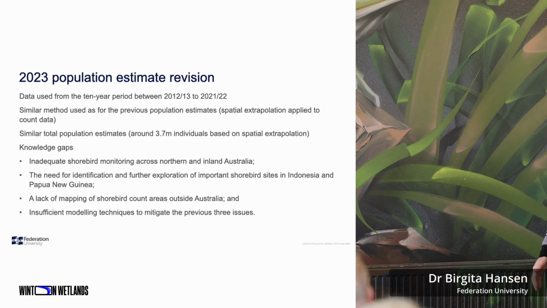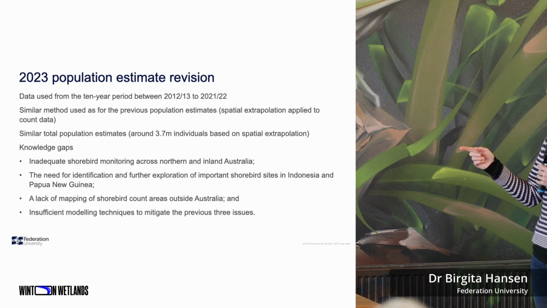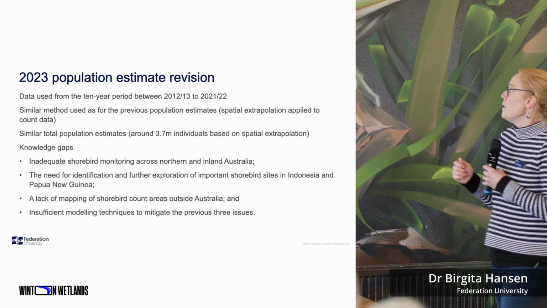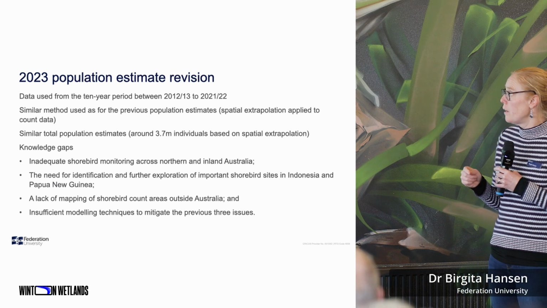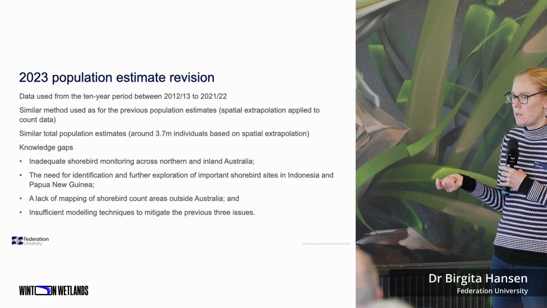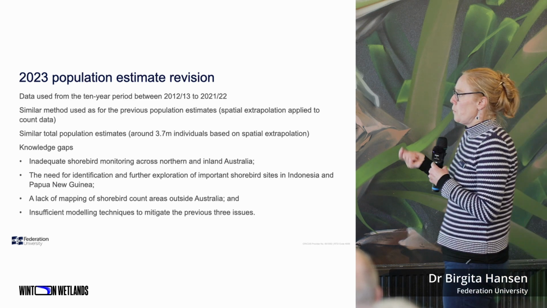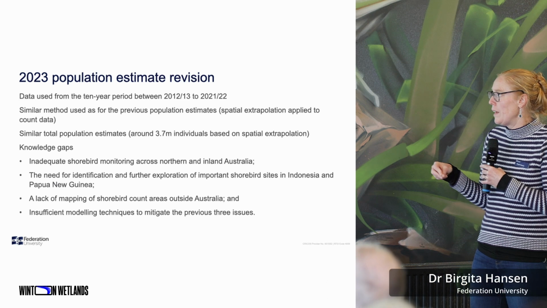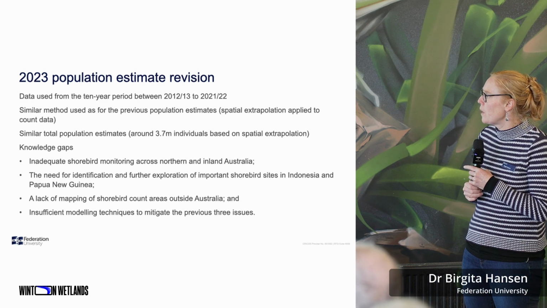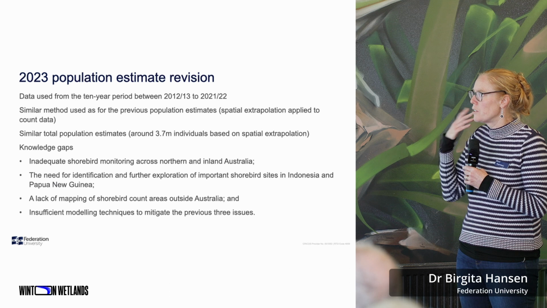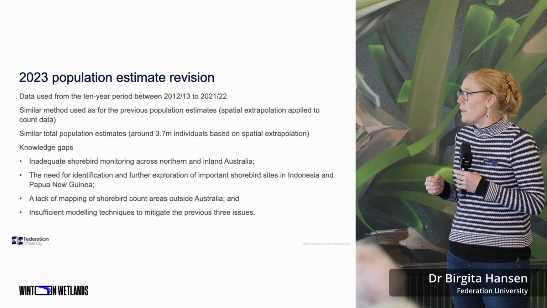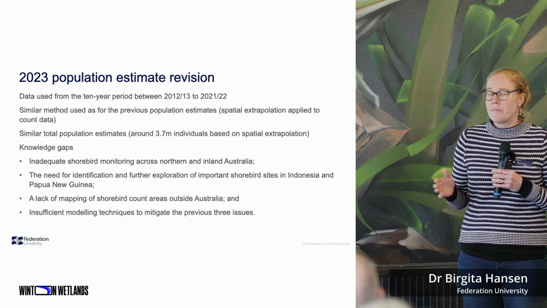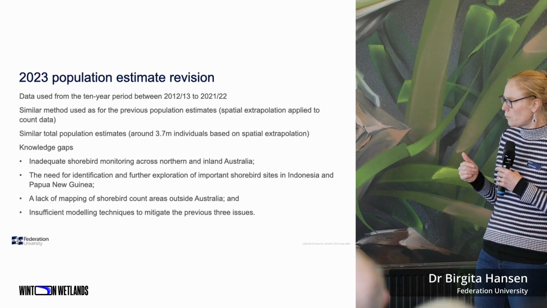Last year they repeated that. They used exactly the same method. They used data from the 10 years between 2012 and 2021. The spatial extrapolation process was applied to all the new count data, and the breeding ground approach was just used as is, because the project was smaller in scope, so they couldn't repeat it at the same scale that we did it the first time. And they came up with fairly similar population estimates. So there was about 3.7 million individuals based on spatial extrapolation. We had about 4, so the numbers are kind of similar.